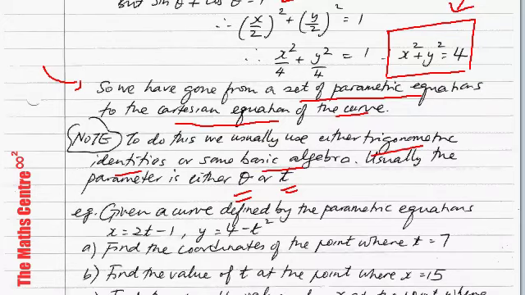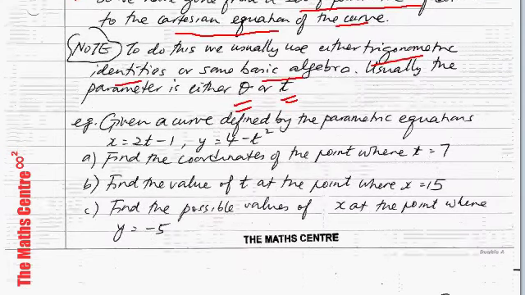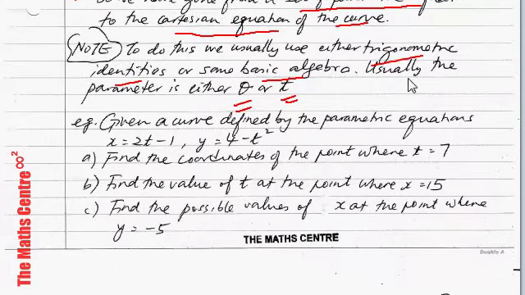Let's read the example carefully and see what is required of us. We are given a curve defined by the parametric equations x equals 2t minus 1 and y equals 4 minus t squared. In part A, you are asked to find the coordinates of the point where t is 7. B, find the value of t where x equals 15. And finally, find the possible values of x at the point where y equals negative 5.